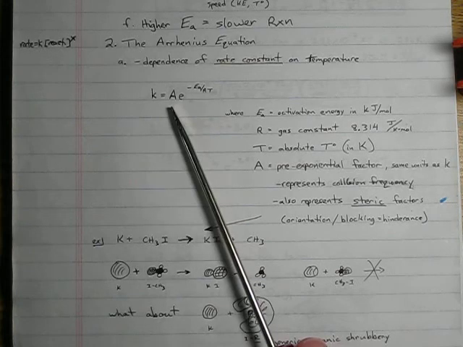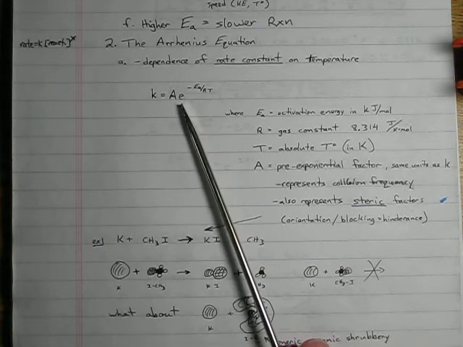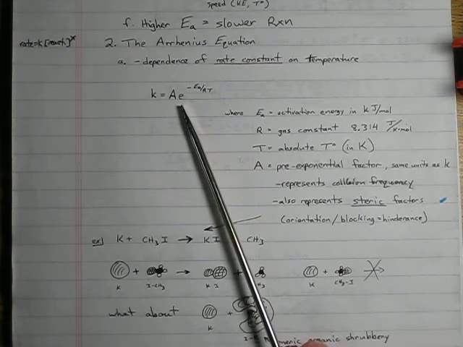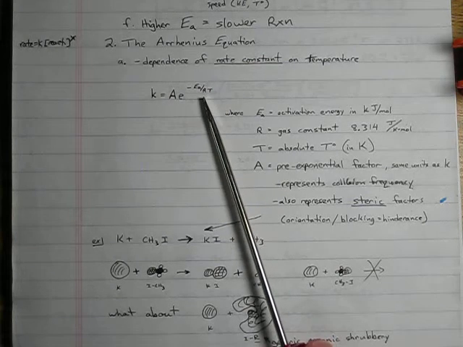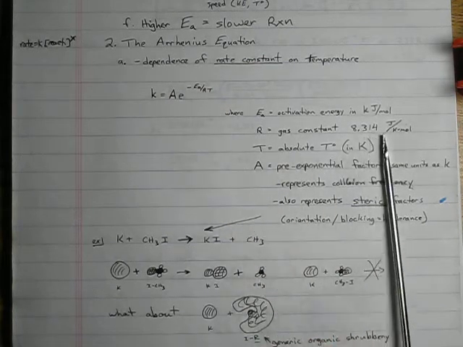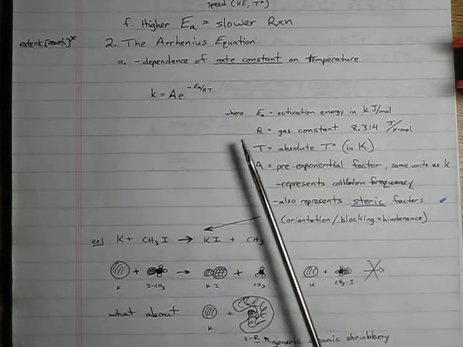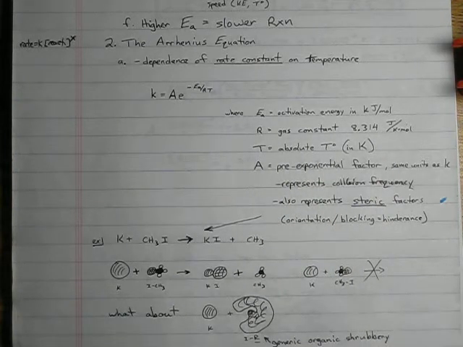So that's our pre-exponential factor. It's called the pre-exponential factor because it comes before the exponent e. But this exponent e is to the negative Ea, or activation energy, divided by RT. R is the gas constant, 8.314, and T is the temperature in Kelvin.